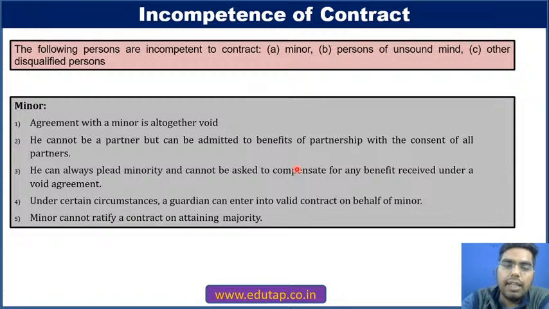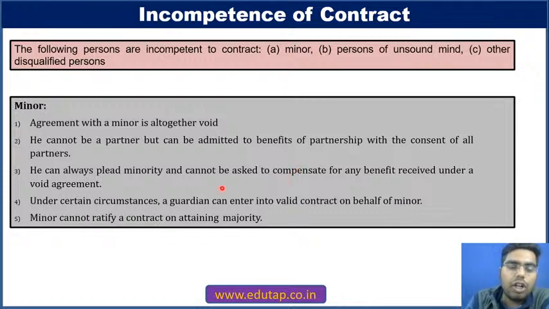Second point, they are saying he cannot be a partner, but can be admitted to the benefits of partnership with the consent of all the partners. This point means that a minor can be a partner for profits only and not for losses. If all the other partners give their consent, a minor can be a partner in a firm, but only for the benefits, not for the losses.